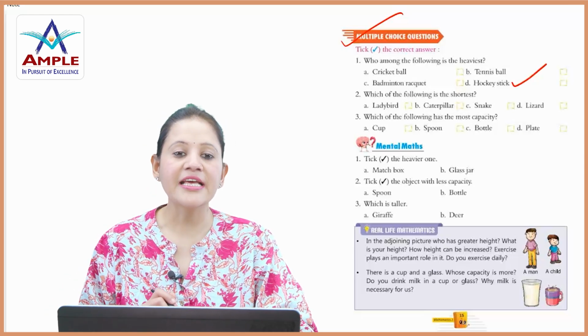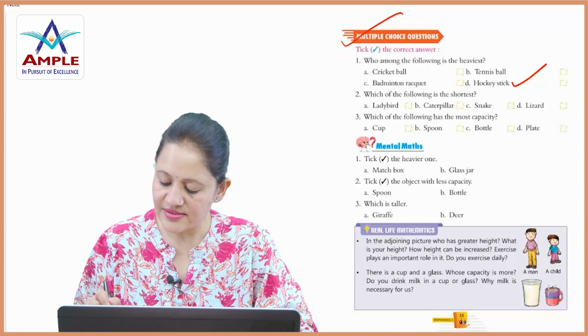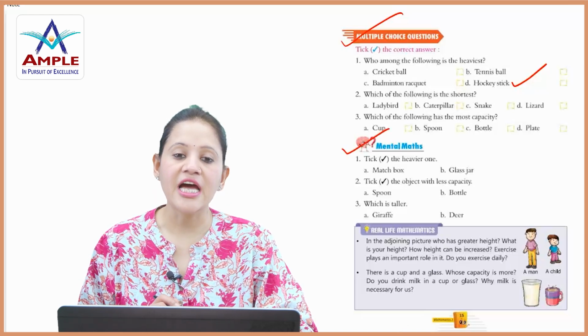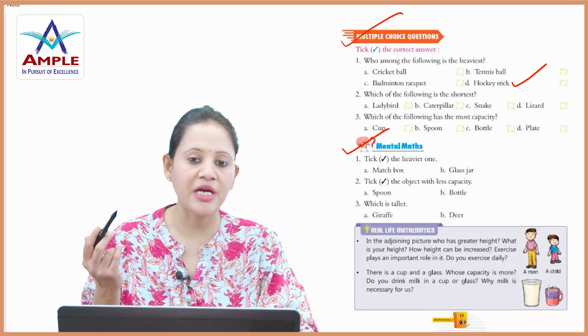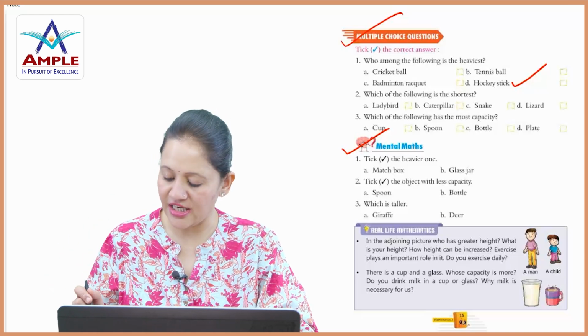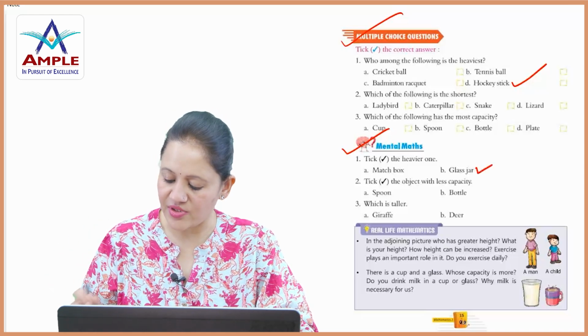Okay. Next is mental maths. Take the heavier one. So, matchbox and glass jar. Which one would be heavier? Obviously, glass jar. So, we'll take this one.